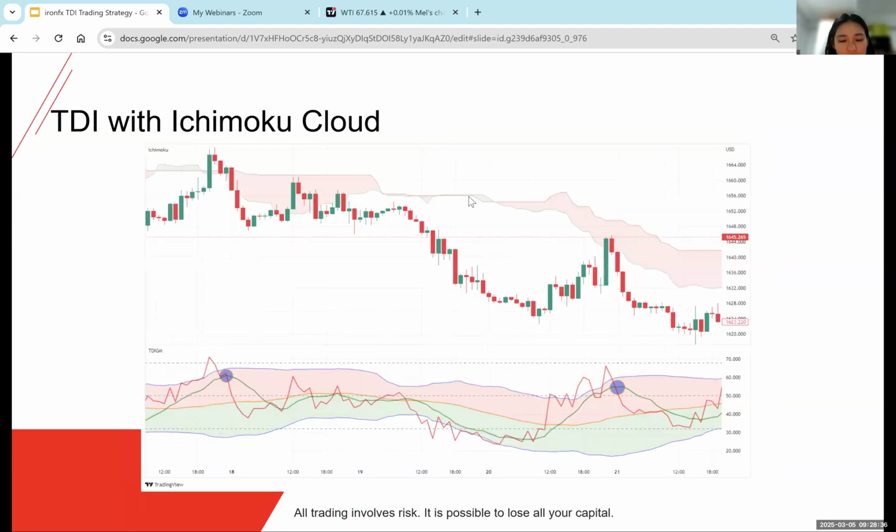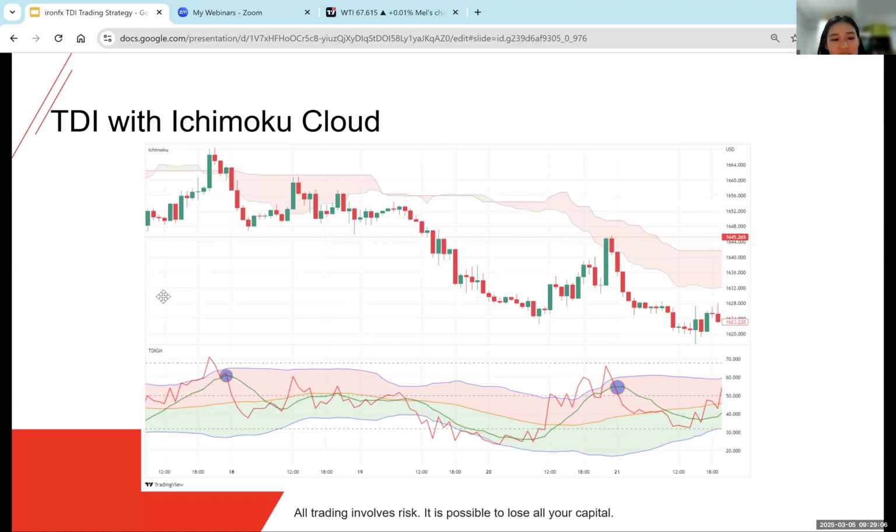Okay, another example using the Ichimoku Cloud. So earlier I did mention that TDI, because we are using different kinds of indicators, if you want to combine it with an additional indicator, it should be something that it's not currently measuring. So something like a trend indicator will work better. So an Ichimoku cloud shows us a trend perfectly and at one glance.